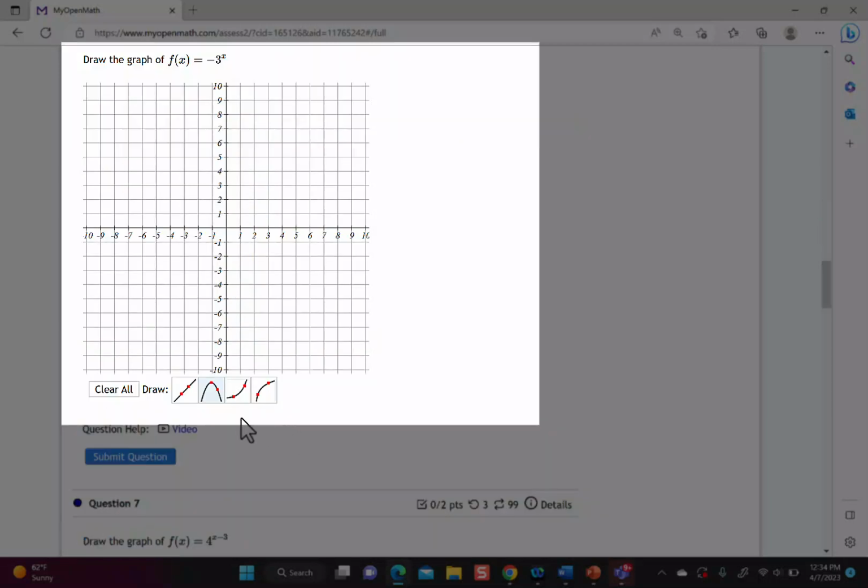Given negative b to the x, I would still start with the shape. I would plug in 0, which this time gives me negative 1, and when I plug in 1, I get a negative 3, so this looks like a reflection over the x-axis.